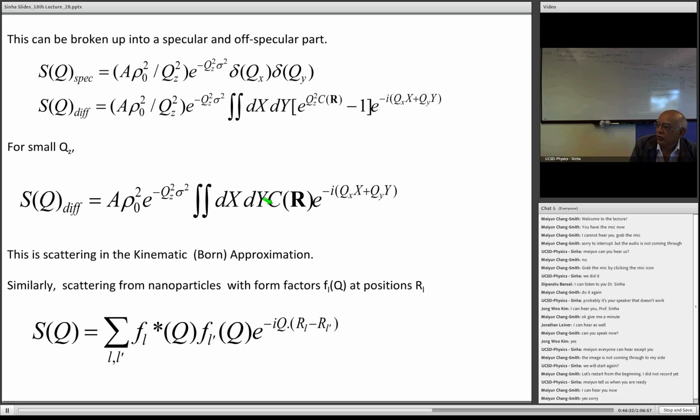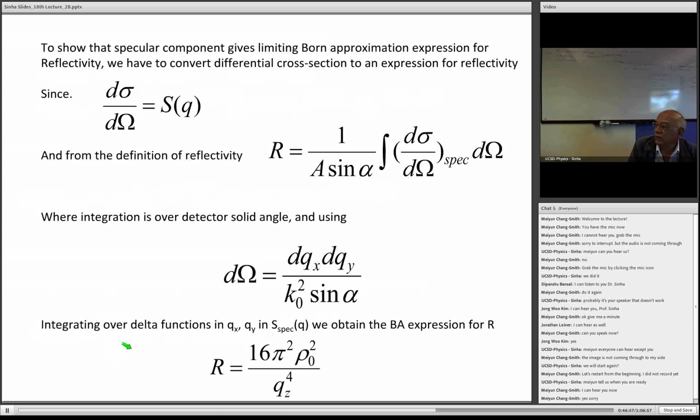Now, this is scattering in the kinematic Born approximation, and if you want to add to that particles on top of this rough surface with form factors F_L of Q at positions R_L, then you simply add that to the scattering. If you assume they're uncorrelated with the substrate on which they're located, then you can get the scattering from a rough surface plus a bunch of nanoparticles by adding these two terms. Can I have the next slide, please?